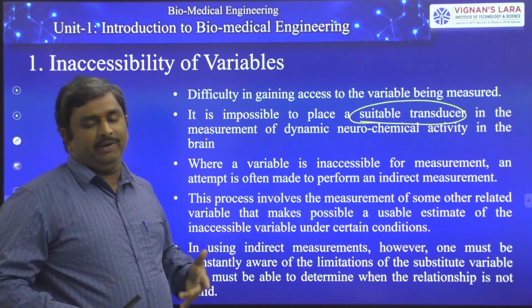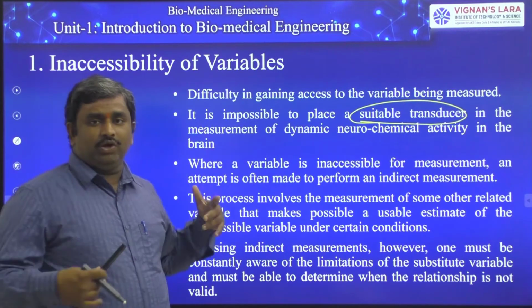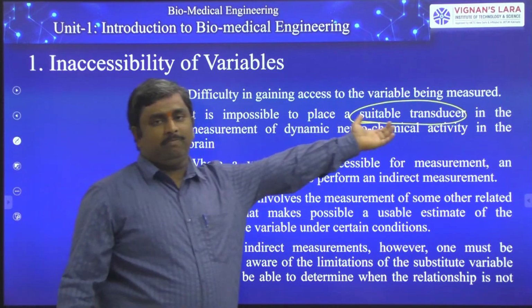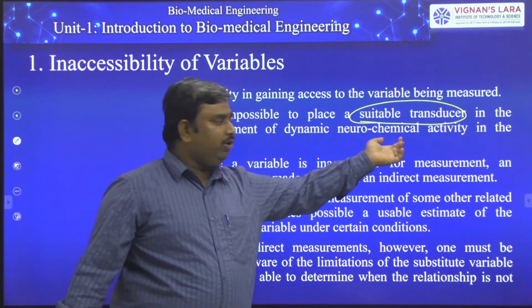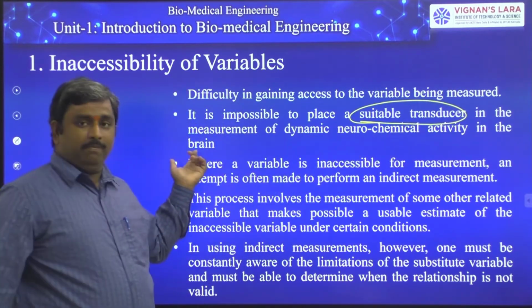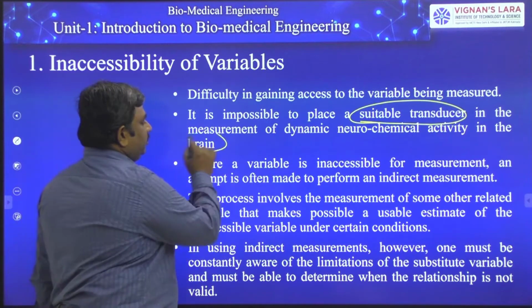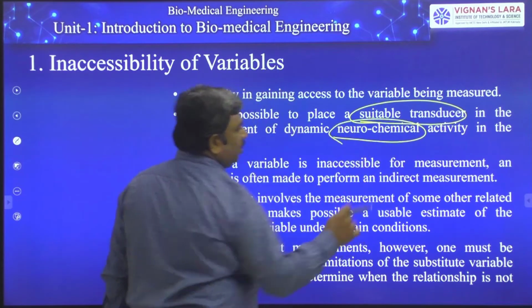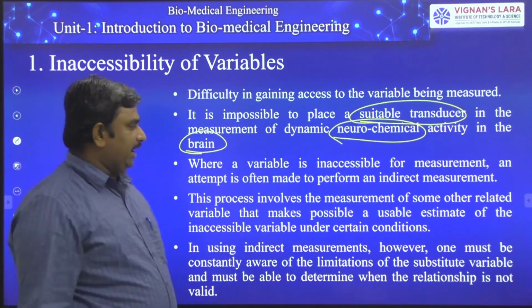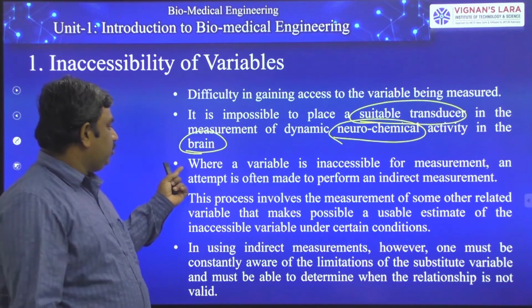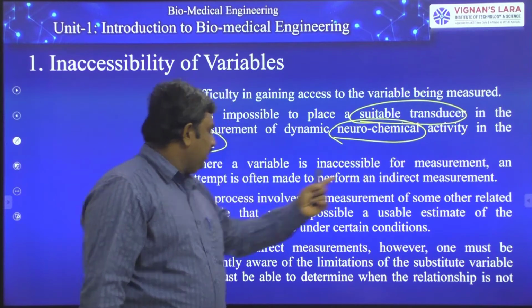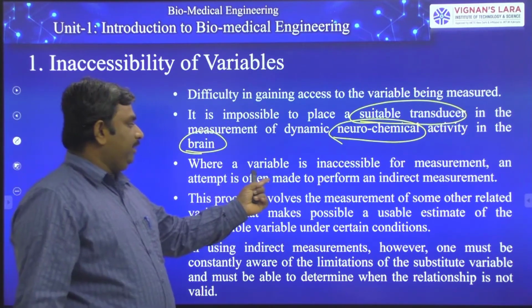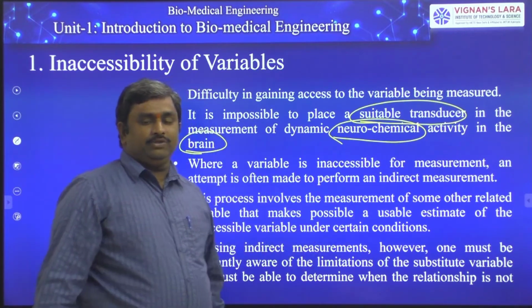Like that, a lot of places are available in the human body where we cannot place a suitable transducer, as in the measurement of dynamic neurochemical activities in the brain. Particularly in the brain, for the neurochemical activities, we cannot place any type of transducer. Okay, next, third one: where a variable is inaccessible for measurement, an attempt is often made to perform indirect measurements.